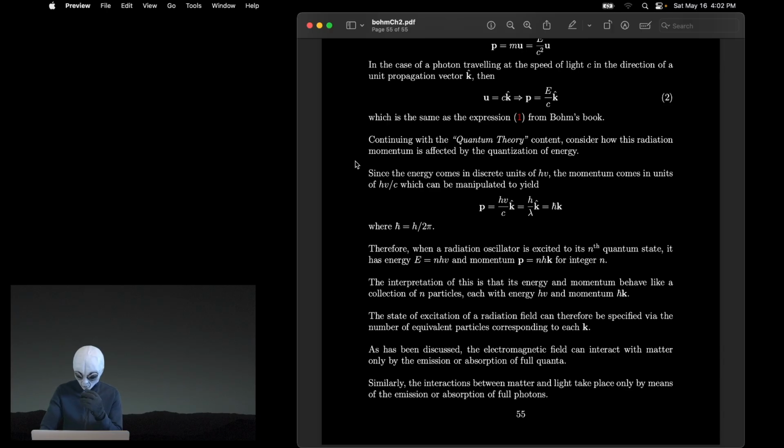As has been discussed, the electromagnetic field can interact with matter only by the emission or absorption of full quanta. Similarly, the interactions between matter and light take place only by means of the emission or absorption of full photons.